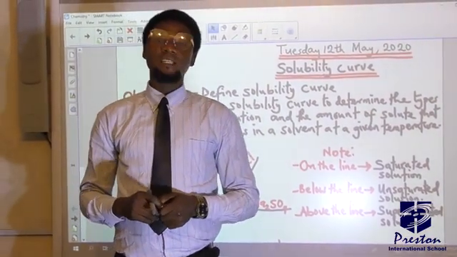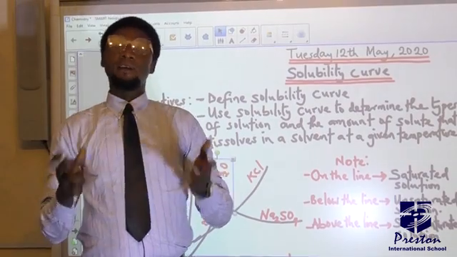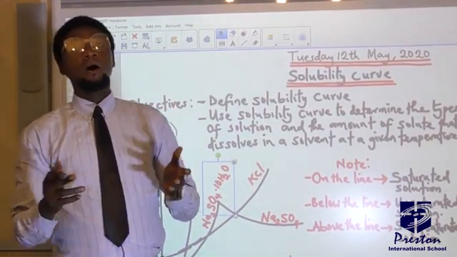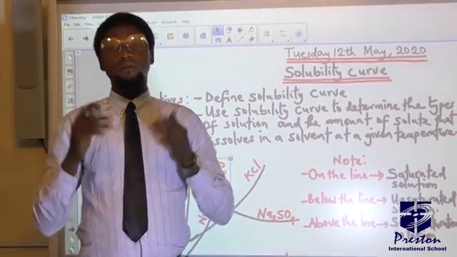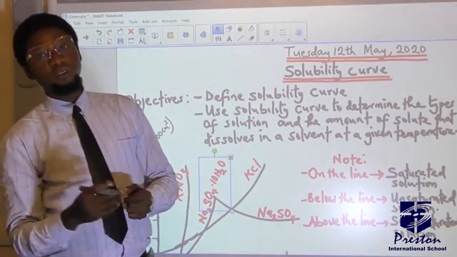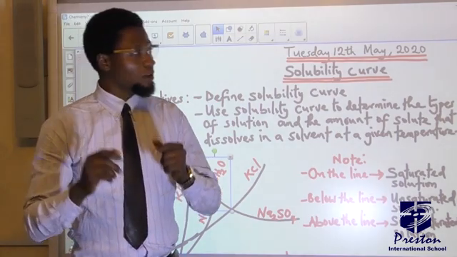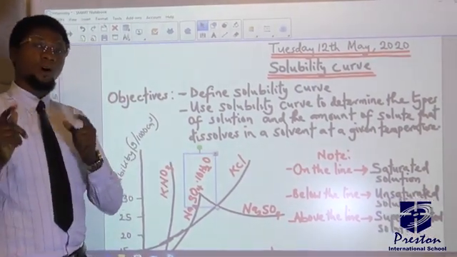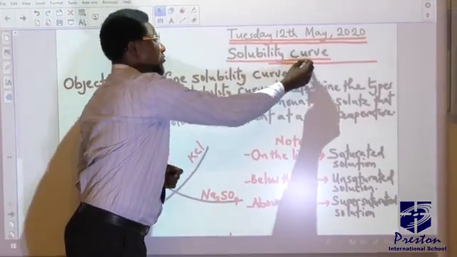In our last class, we discussed solubility and the factors affecting the solubility of a solute, where we spoke extensively on pressure, temperature, the nature of the solute, and the nature of the solvent. But this morning, we are looking into a new subtopic under solubility titled Solubility Curve.